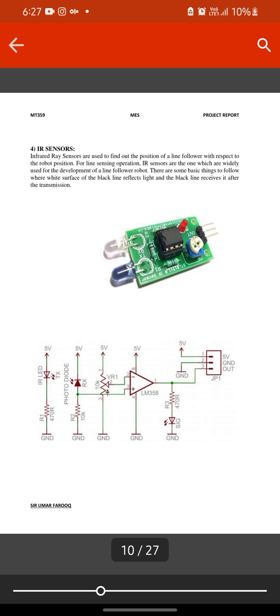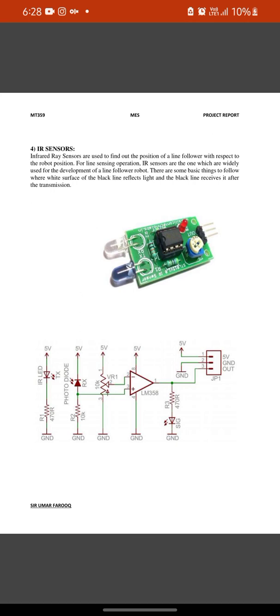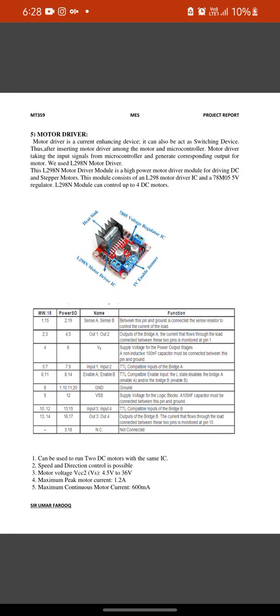Then Arduino will drive a motor driver module. The basic circuit of this contains an IR LED, photodiode, a receiver pin, LM358, a transistor, and then ground, and these are all connected to 5-volt, ground and output.